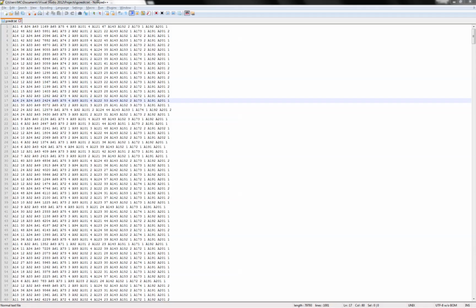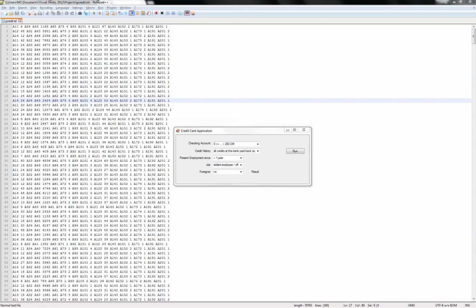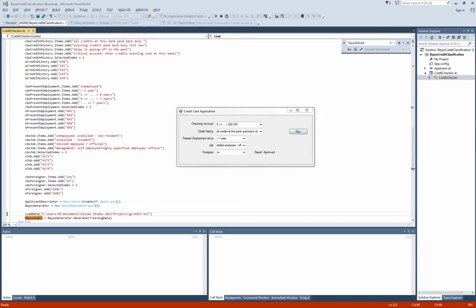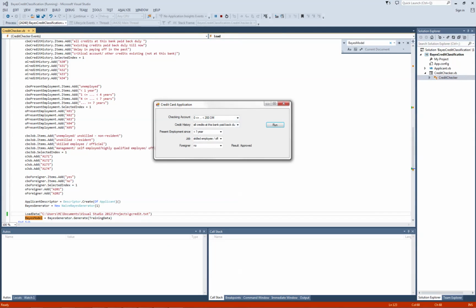Most attributes are discretized. So let's assume that we are running the credit card check for an applicant. The application turns out to be approved. But what if we change job to unemployed and foreigner to yes? Then it is disapproved.